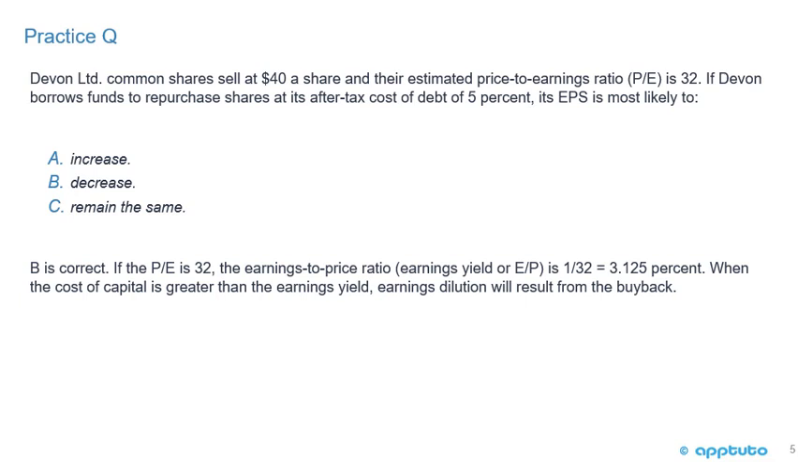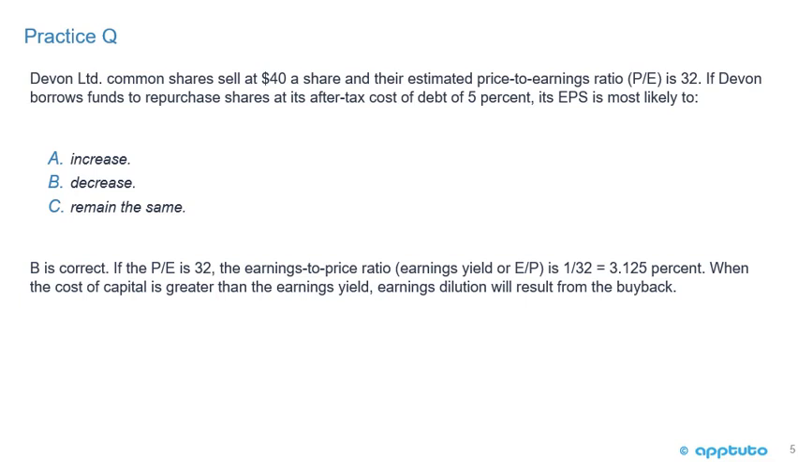B is correct. So again, if the price-earnings ratio is 32, then the earnings to price ratio is the inverse. It's 1 over 32, so it's going to be 3.125%. So you can see that's the earnings yield, and they're going to borrow at 5%, which is more than the earnings yield. So we know that the earnings per share is going to decrease. When the cost of capital is greater than the earnings yield, earnings dilution will result from the buyback.